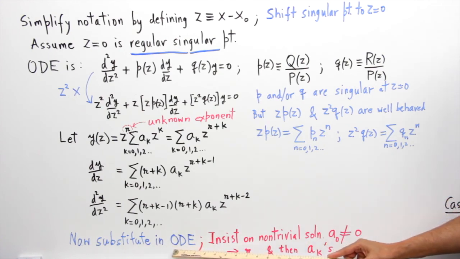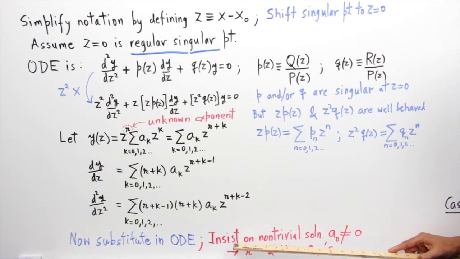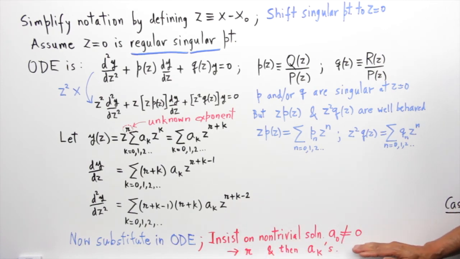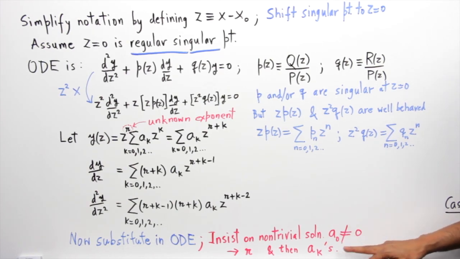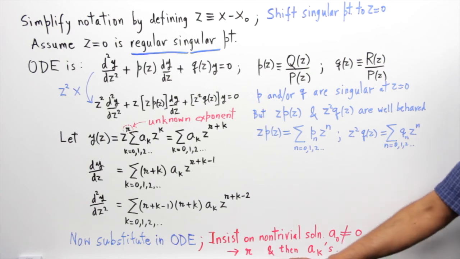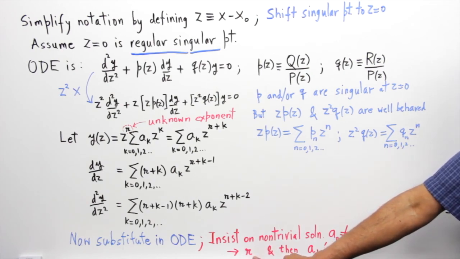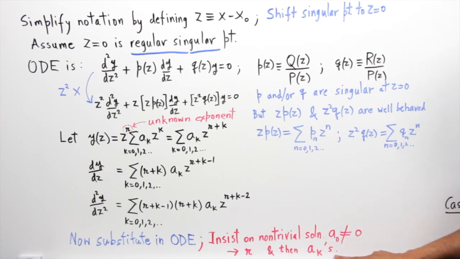We're going to substitute this in the ODE, and in terms of guiding that discussion, let's remember that what we're going to do is we're going to insist that once we substitute all this, that we have a non-trivial solution. And so non-trivial solution will require that the leading order coefficient a0 does not vanish, and this will then allow us to find this unknown exponent r, and then it will allow us to also find the coefficients a sub k's. So that is the next thing that we're going to do.